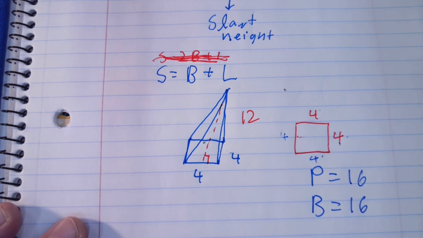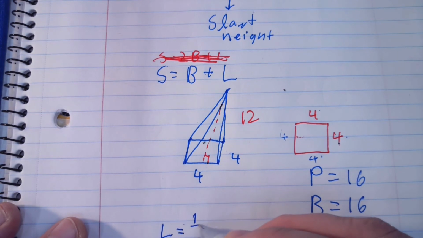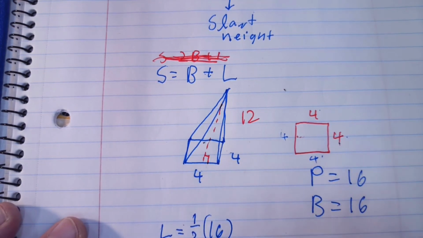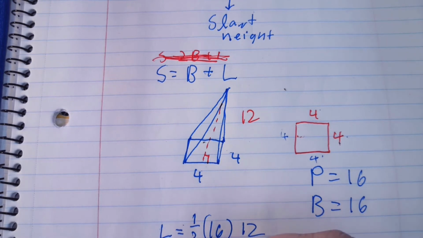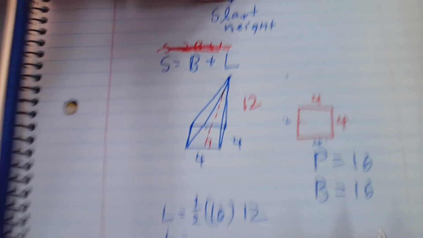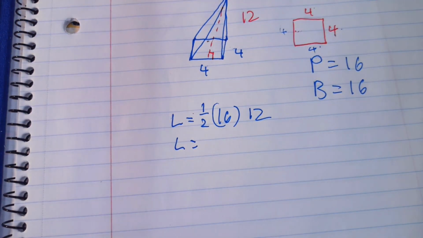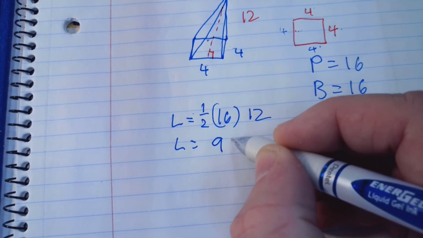So let's put it in the formula. Lateral area, 1/2 perimeter times the slant height. The slant height was 12. Put that in your calculator. You should get an answer. Lateral area is 96 units squared, right?